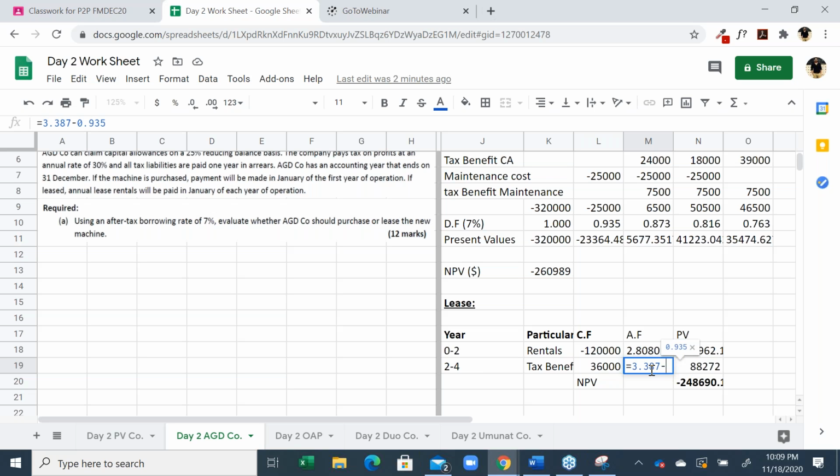Or else you can do one thing, Taha. Just add discount factors of year 2, 3, and 4. Forget about annuity factor, just add discount factor of year 2, 3, and 4, because we are going to receive tax benefit from year 2 to 4.